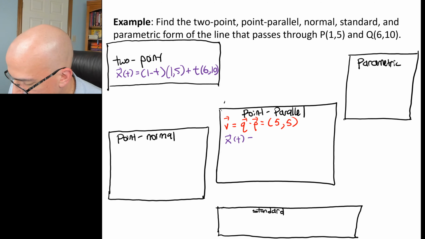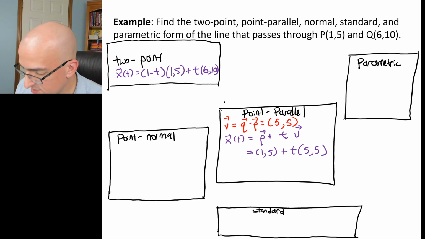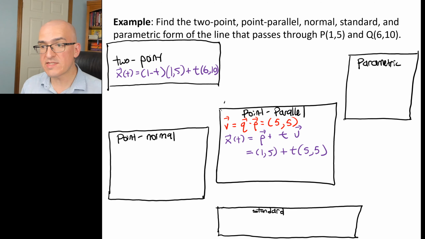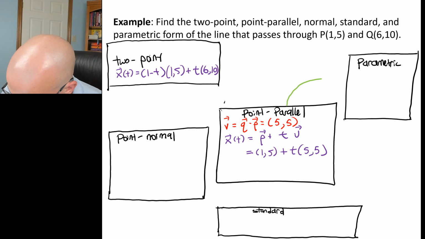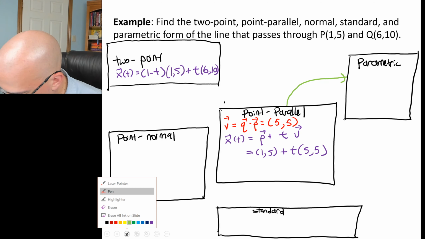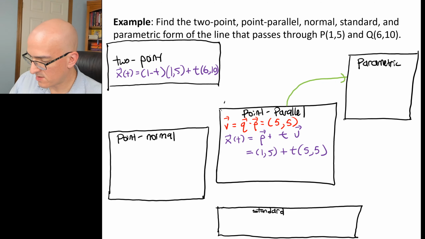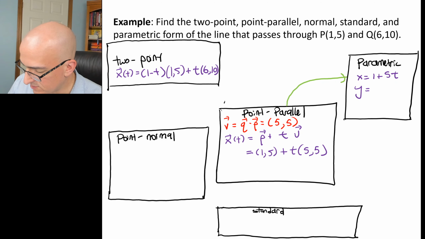So x of t is equal to p plus t times v. So 1 comma 5 plus t times 5 comma 5. That's our answer. Now it's easy to go from point parallel to parametric, so I'll do that next, by just splitting up the components. The x component is equal to 1 plus 5 times t. The y component is equal to 5 plus 5 times t.